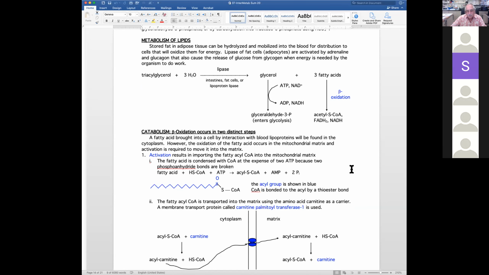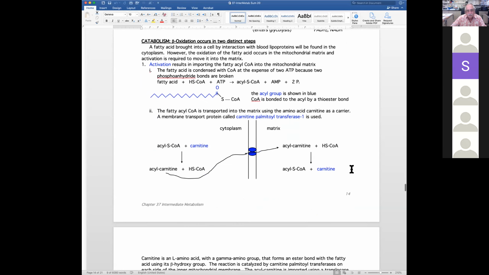So beta oxidation, I tried my best to simplify it. We have two basic steps. One is simply activation. That means getting the fatty acid into the mitochondrial matrix where beta oxidation occurs. And so activation means you have to make it into a coenzyme A derivative. So you have to put the tweezers on it to get it in there. So the tweezers are necessary. And then it's able to interact with carnitine.